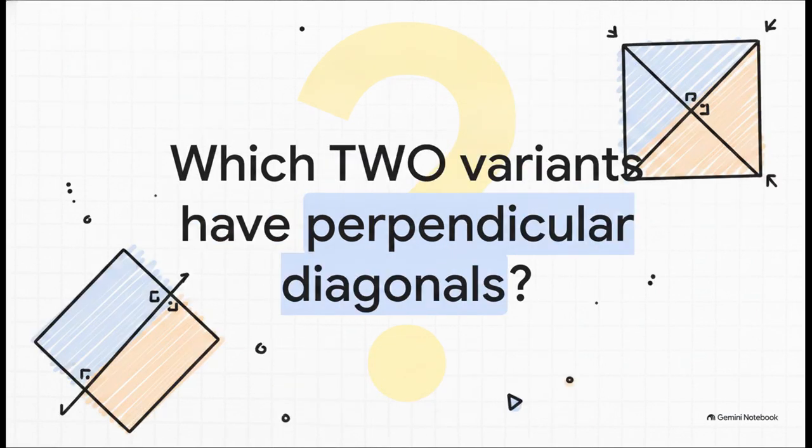And finally, question 5. This is definitely the tricky one. According to our diagnostic matrix, which 2 special shape variants feature internal diagonals that cross each other perfectly at a 90-degree perpendicular angle? Go ahead and lock in those 2 shapes.